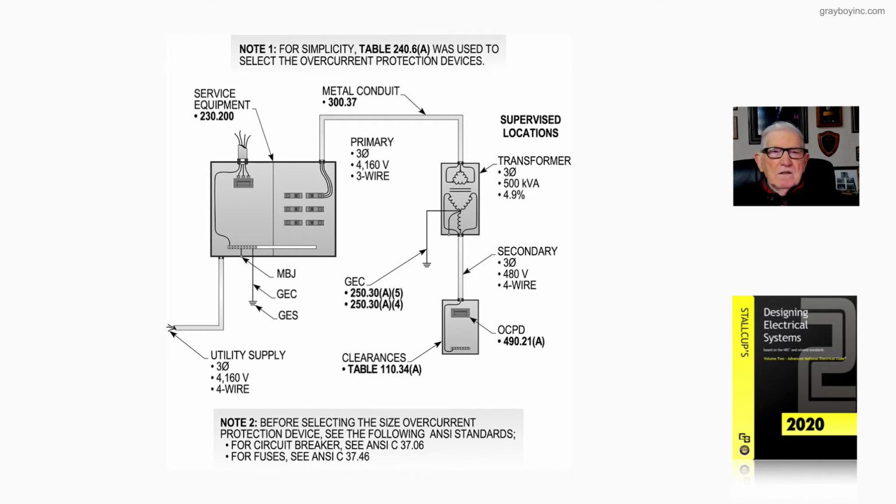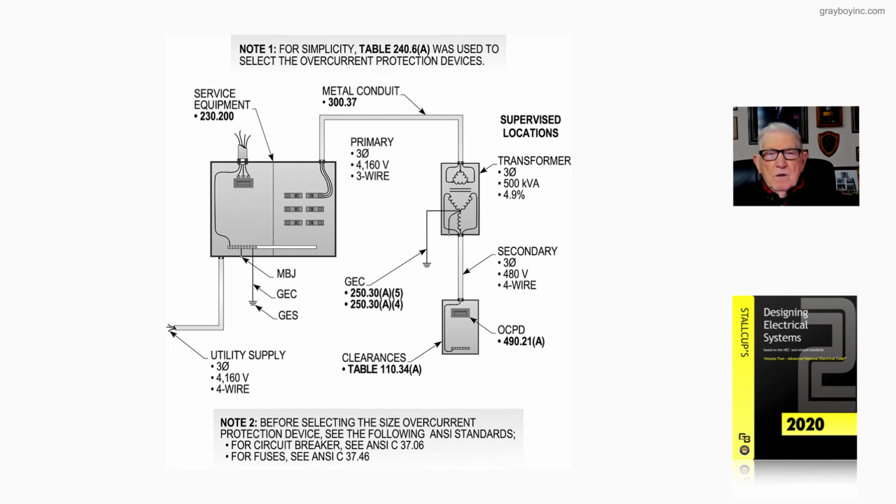Now we're in a supervised location. Our transformer is a three-phase 500 kVA, 4.9% impedance. The primary voltage is 4160, 3-wire. The secondary is three-phase, 480 volt, 4-wire. We ground the transformer by 250.30A4 and A4.